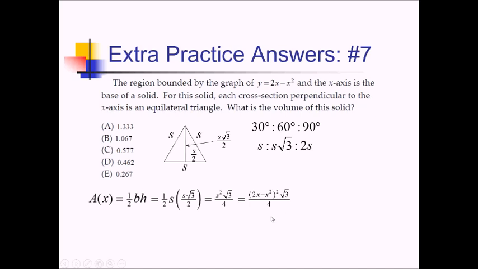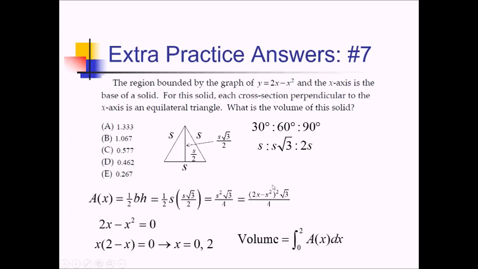Okay, so we've done all that. Now we need to know what our limits of integration are. So we need to know where this function intersects the x-axis, where it equals 0. And that's actually not so hard to find. We can just factor out an x here, leaving us with 2 minus x. So that gives us limits of integration of 0 and 2, which you could probably see just by looking at the graph. So now my volume is going to be the integral from 0 to 2 of this A of x that I just defined.